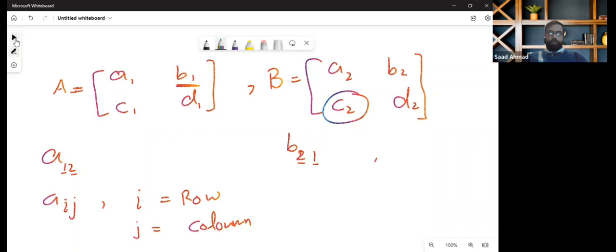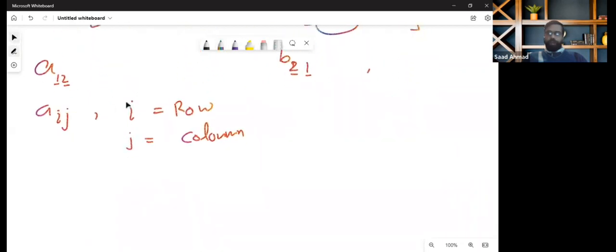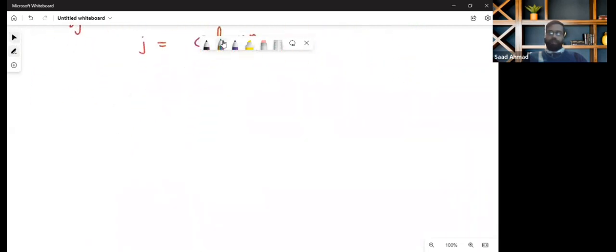The next thing we look at is some operations with matrices. Let's say we add them. Addition and subtraction are kind of the same.